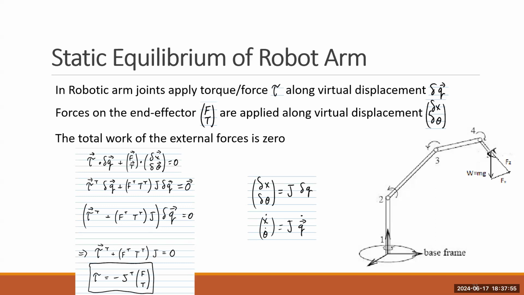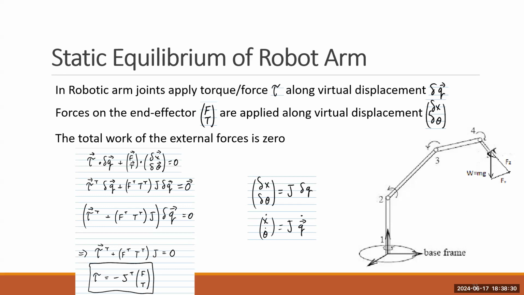We can move this to the right, the F transpose with J, move this to the right with a minus sign, to the right side. Then take the transpose of both sides. If we take the transpose of this, we simply change the order and have the transpose of both. And therefore, we get tau equals minus J transpose F.